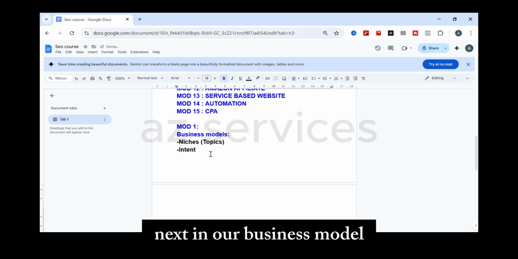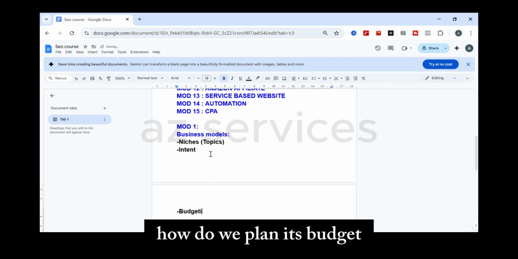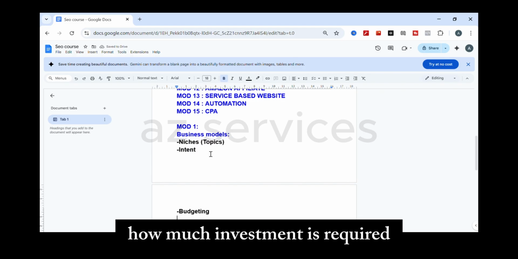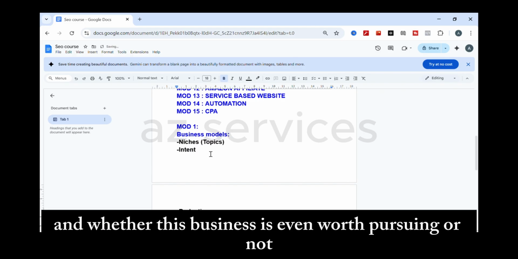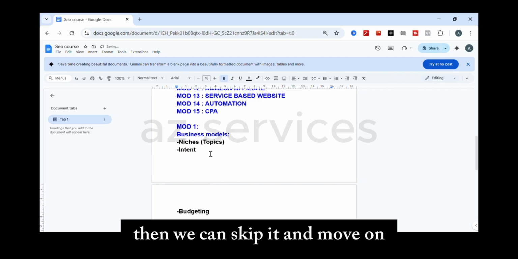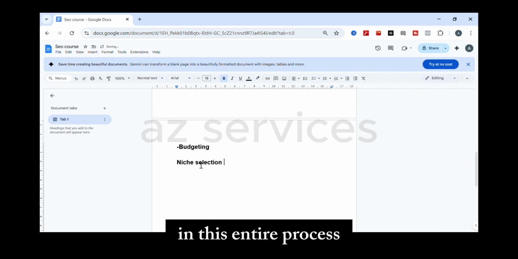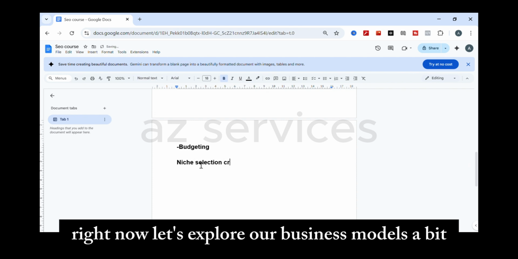Next, in our business model, we'll look into budgeting. For example, once we've chosen a business model, how do we plan its budget? We need to know the cost, how much investment is required, and whether this business is even worth pursuing or not. If it turns out it's not suitable, then we can skip it and move on. So basically, we'll be using AI as an assistant in this entire process. Right now, let's explore our business models a bit.